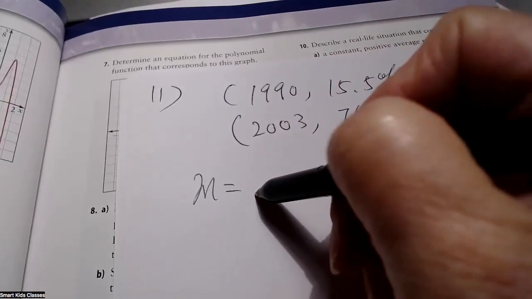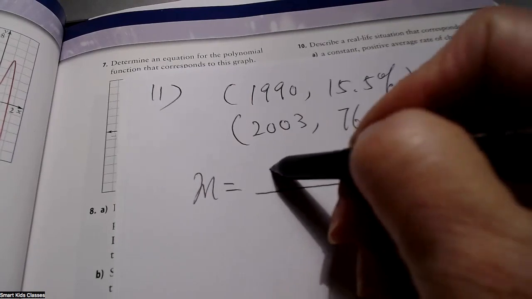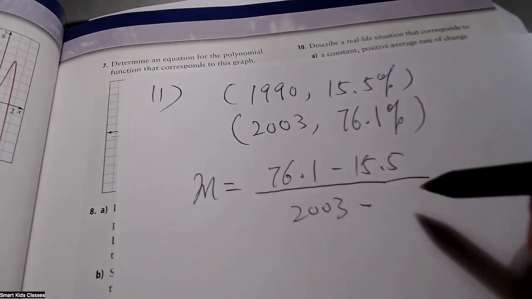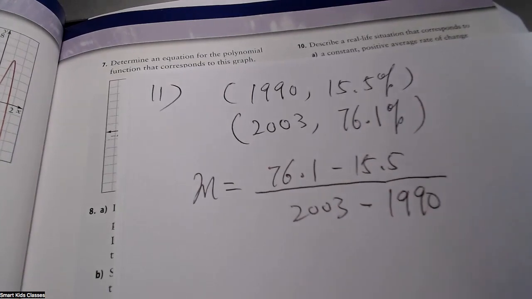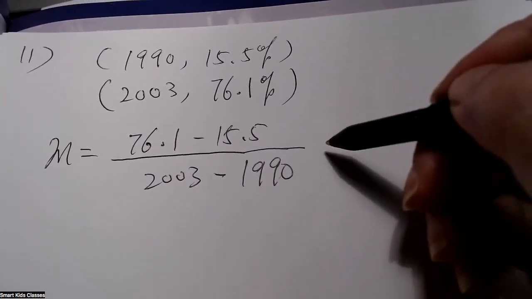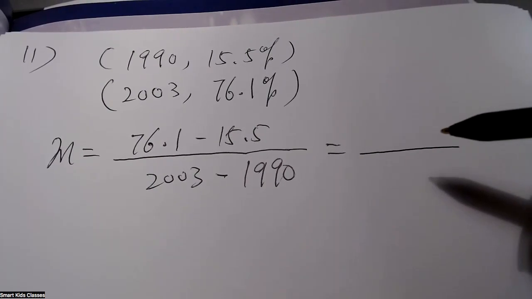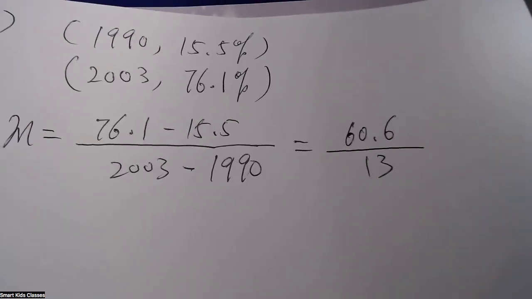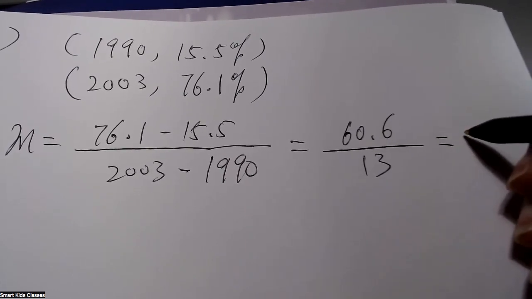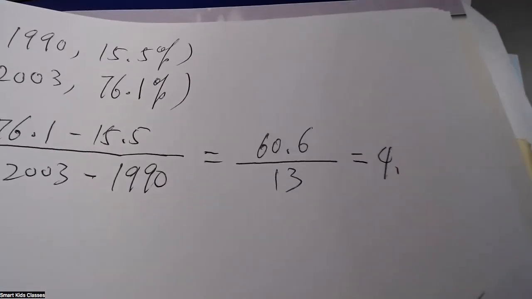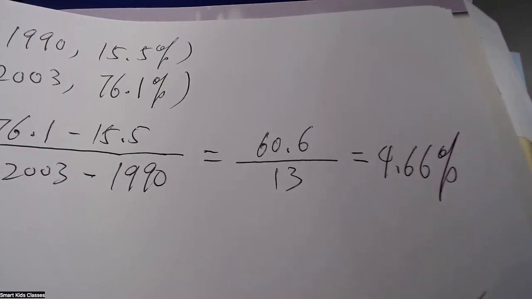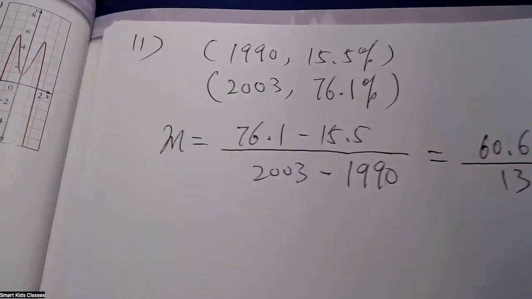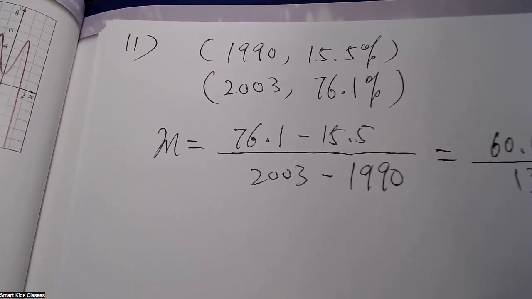We apply the slope equation: y2 subtract y1, 76.1 minus 15.5, over 2003 subtract 1990. So what are we going to get here? You can continue, so it's going to be 60.6 divided by 13, and the answer will be equal to 4.66%. So the unit is percent per year, so yearly. And that's the slope, the answer for question 11. Now we are going to do the next one.